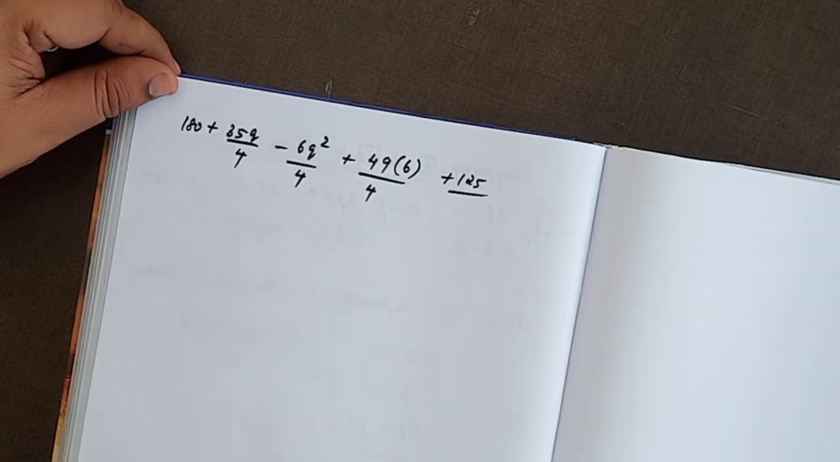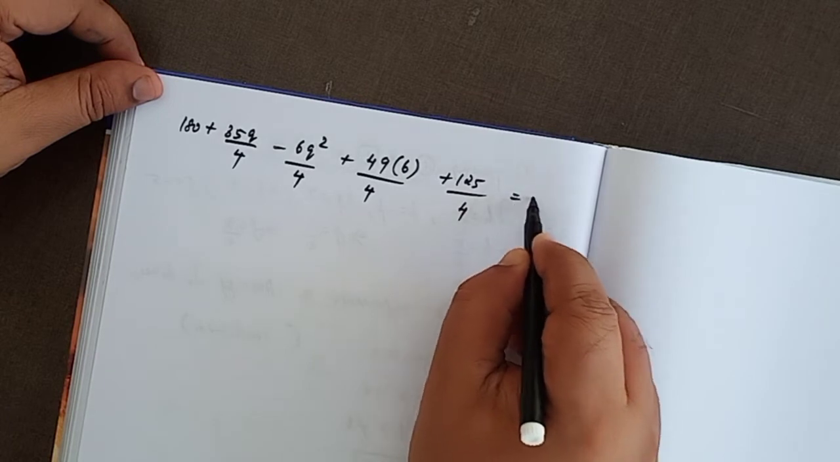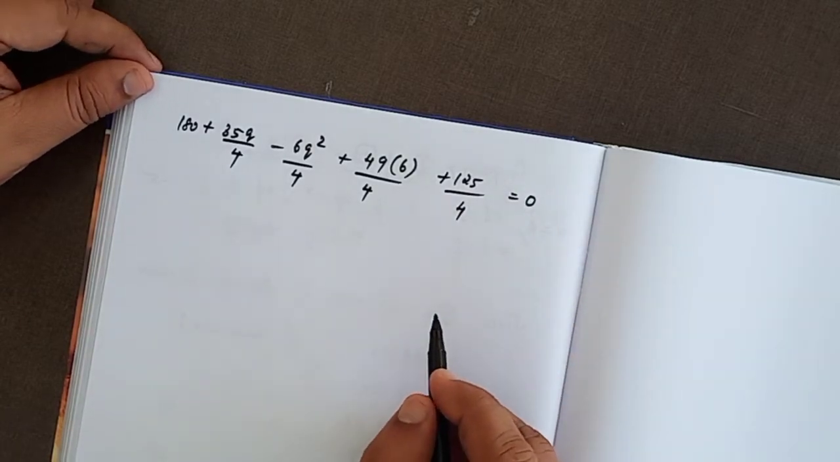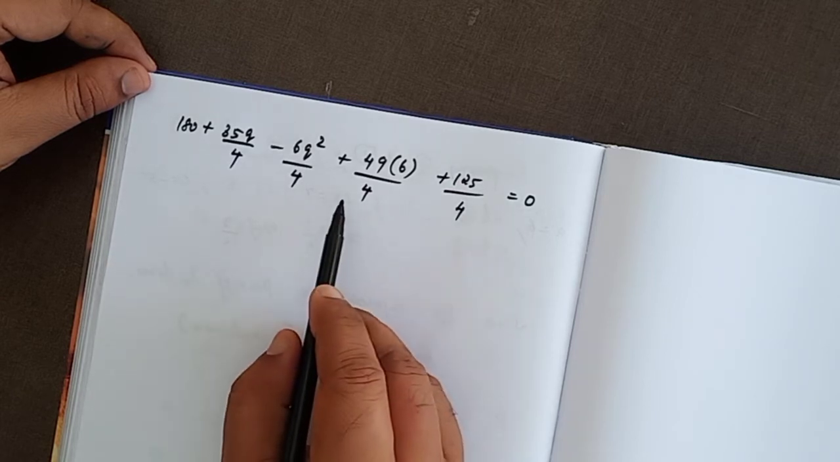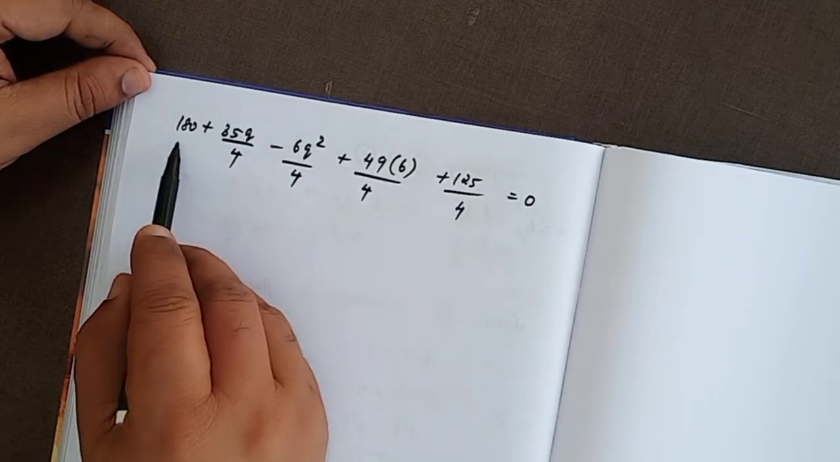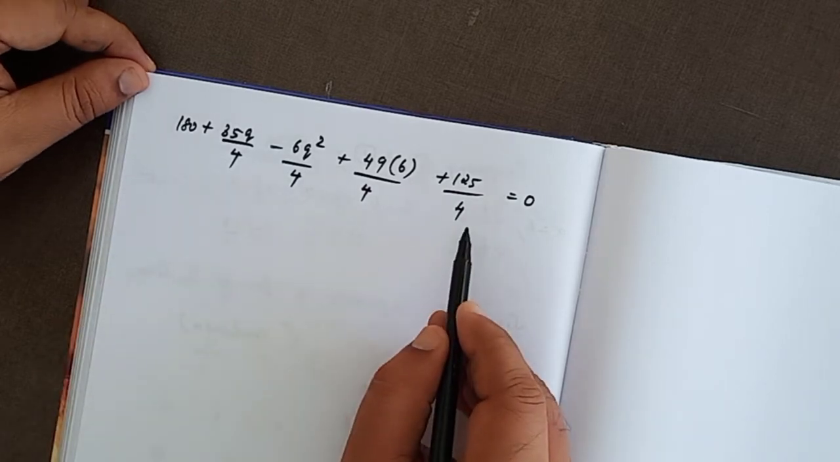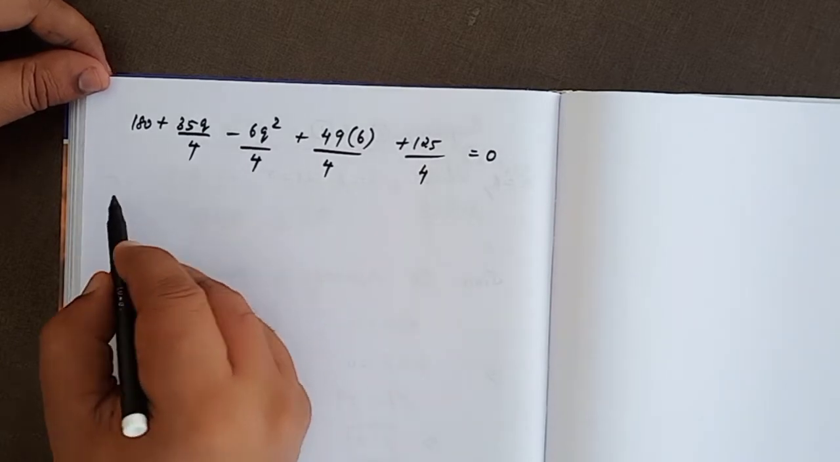125 divided by 4, that is equal to 0. Okay. Here all the denominators are 4 except here. So for cancelling this 4, multiply by 4, and automatically the 4 will be eliminated.